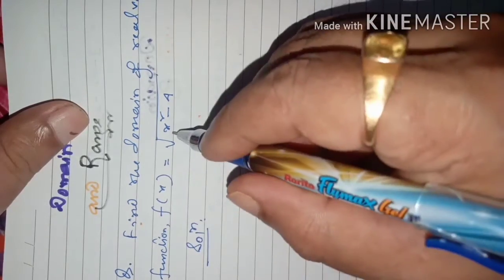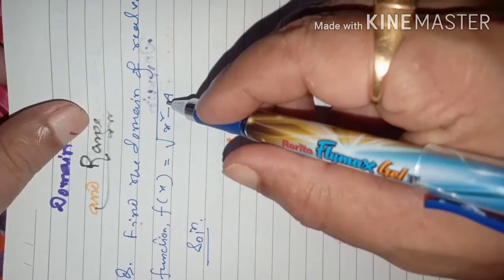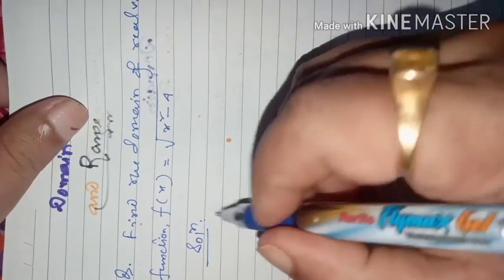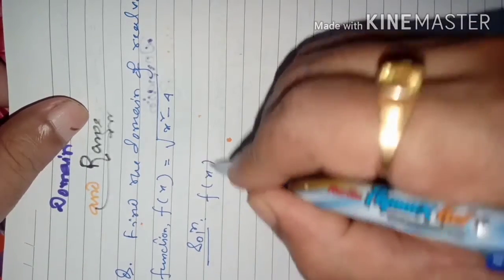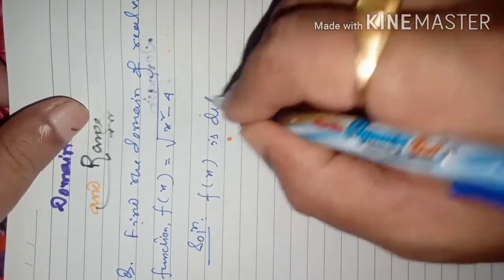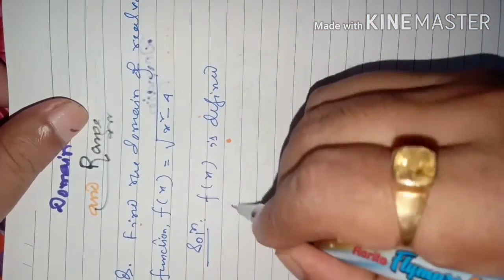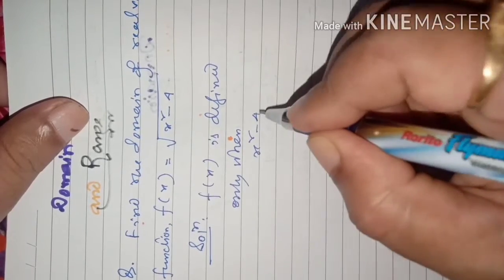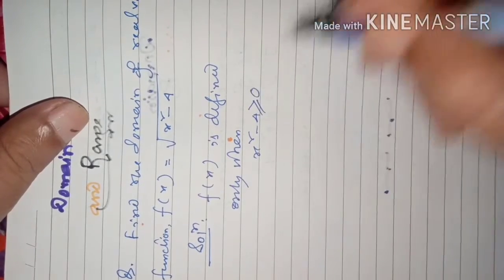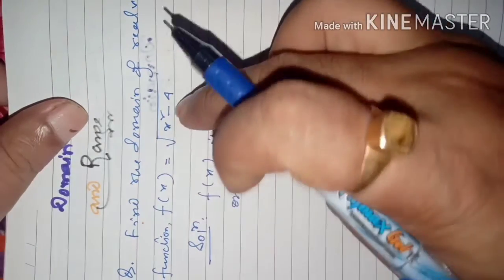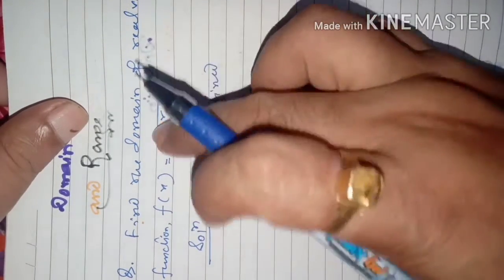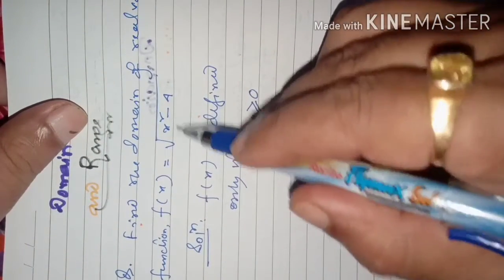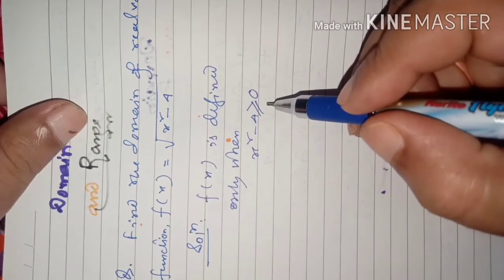When an expression is given under a square root, you always have to say that the function f of x is defined only when x square minus 4 is greater than or equal to 0. Means if this portion is 0 or greater than 0, then only the square root of that whole thing can be calculated.